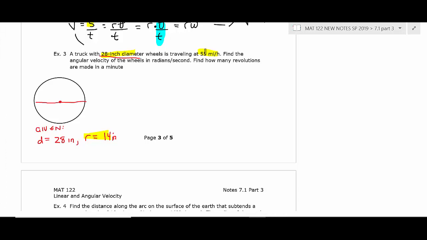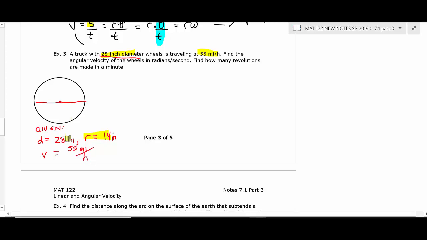Well, the person's obeying the speed limit, so that's cool, but what does it represent? Is it linear or is it angular? That's what would show up on your speedometer. So that means the linear velocity, v, is 55 miles per hour.